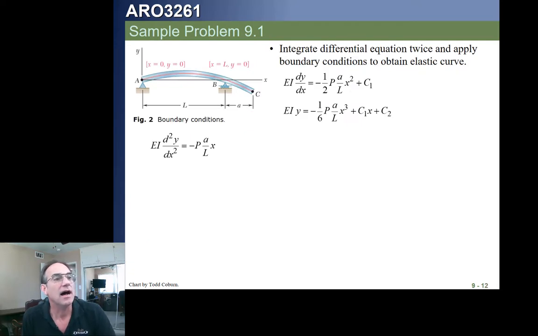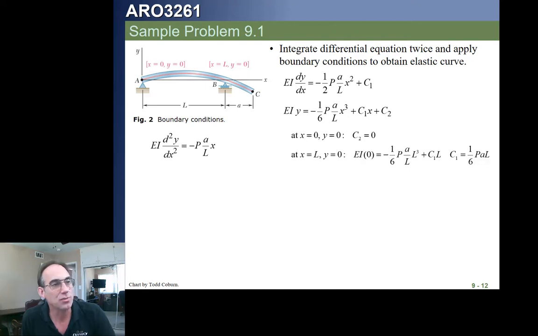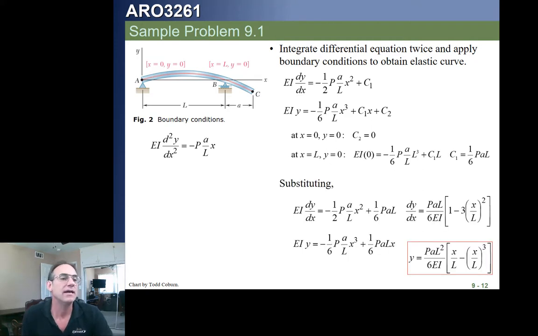We can then integrate that. We get our constants of integration, and then we go and impose our two boundary conditions of y equals 0. The first time we find out that C2 is 0. The second time we find out a different value for C1, and then we plug it in and rearrange, and that's our equation for the elastic curve. This is y of x.